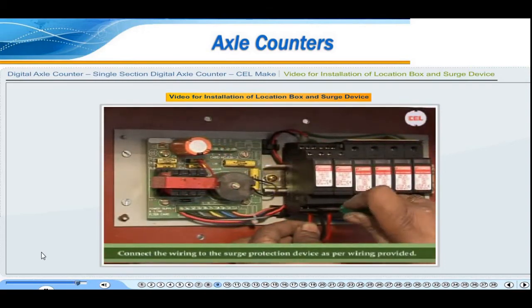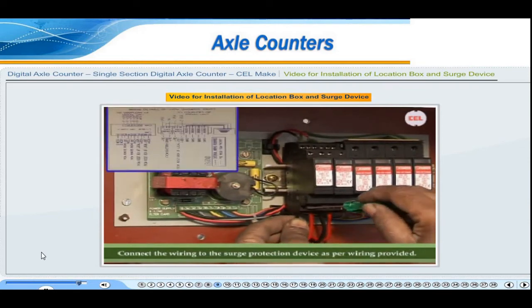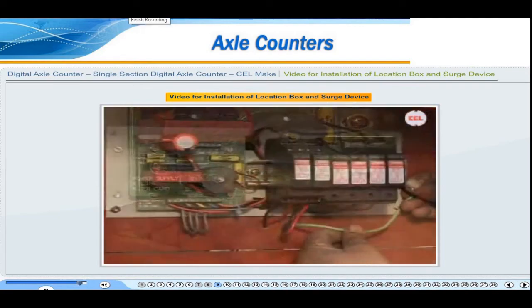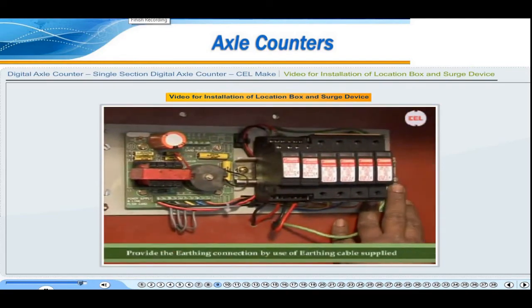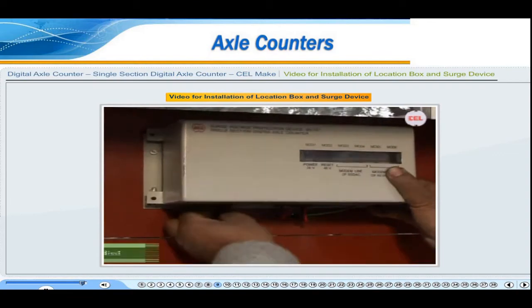Connect the wiring to the surge protection device as per the wiring diagram provided. Provide the earthing connection by use of the earthing cable supplied separately with the SVPD unit.